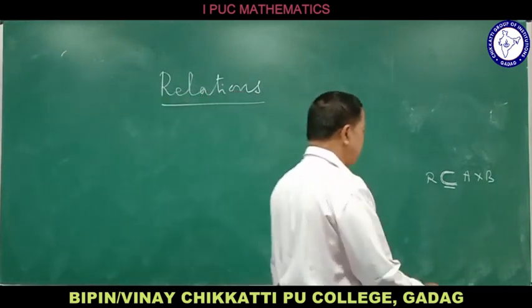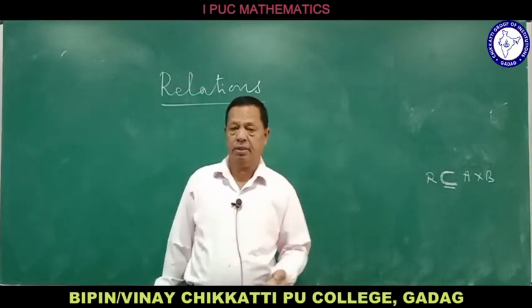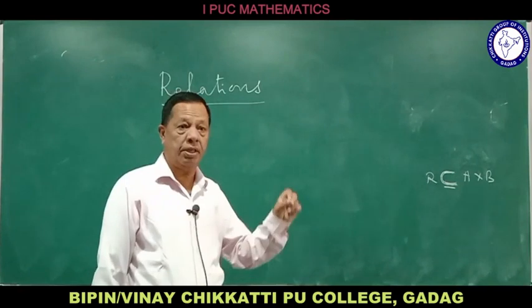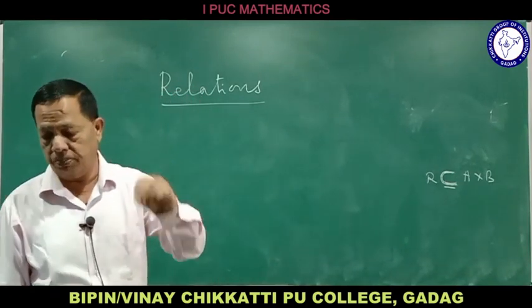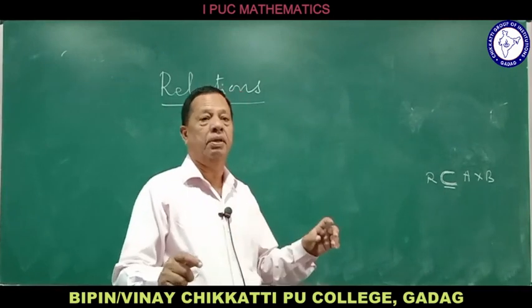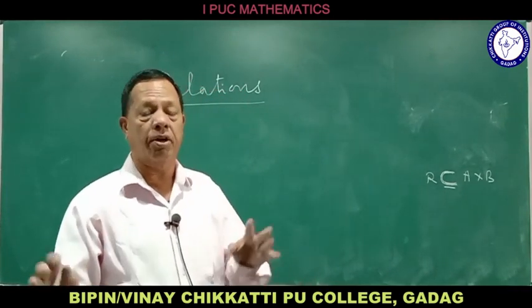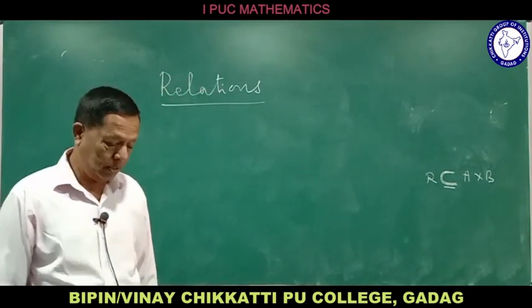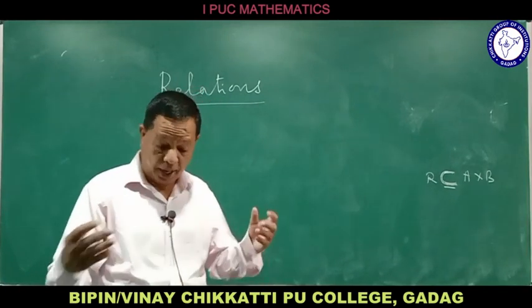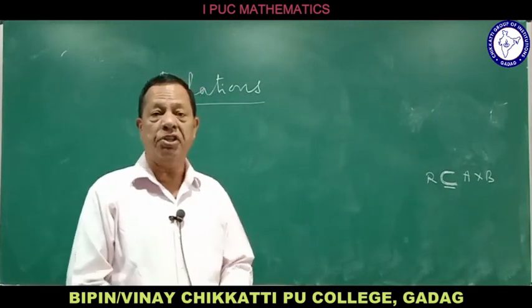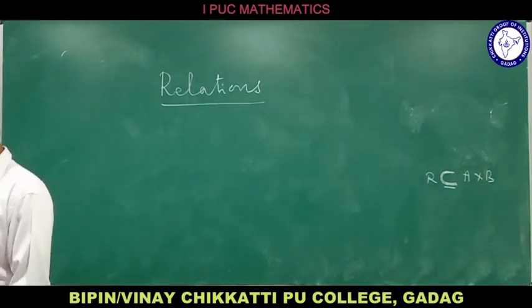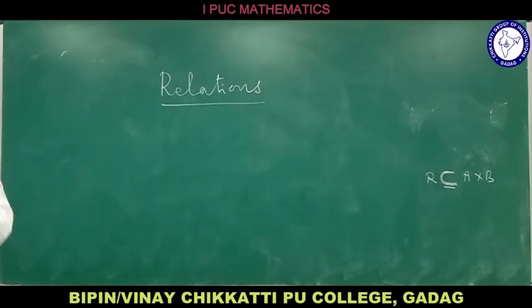Once again, finally I repeat: a relation R from a non-empty set A to a non-empty set B is a subset of the Cartesian product A cross B. The word subset is derived for describing the relationship between the first element and the second element of the ordered pairs of the Cartesian product.